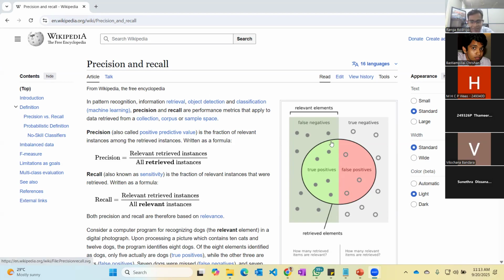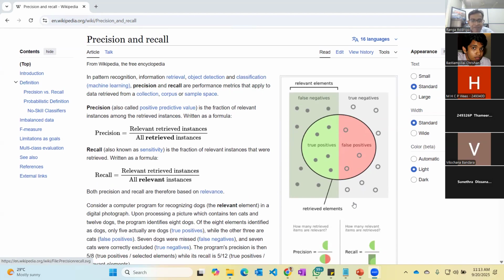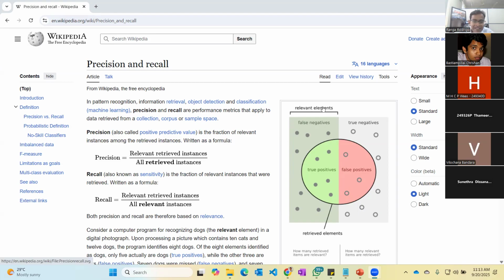Let's look at this diagram and we can understand. You have the relevant elements, and these are the elements that we have been able to retrieve. When we retrieve, we retrieve the good ones as well as bad ones. So these are the true positives: from the relevant elements, what we have been able to retrieve are called true positives. And these we could not retrieve. We call them negatives, but they are not actually negatives, so we call them false negatives.